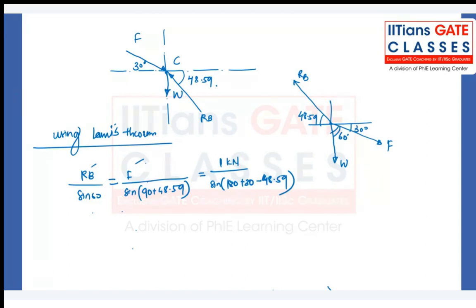How will F look? F will be equal to 1 into sine of 90 plus 48.59 divided by sine of 180 plus theta, or let's calculate it. You should get 210 minus 48.59. Calculate using a calculator, you should get 2.075 kilonewton.